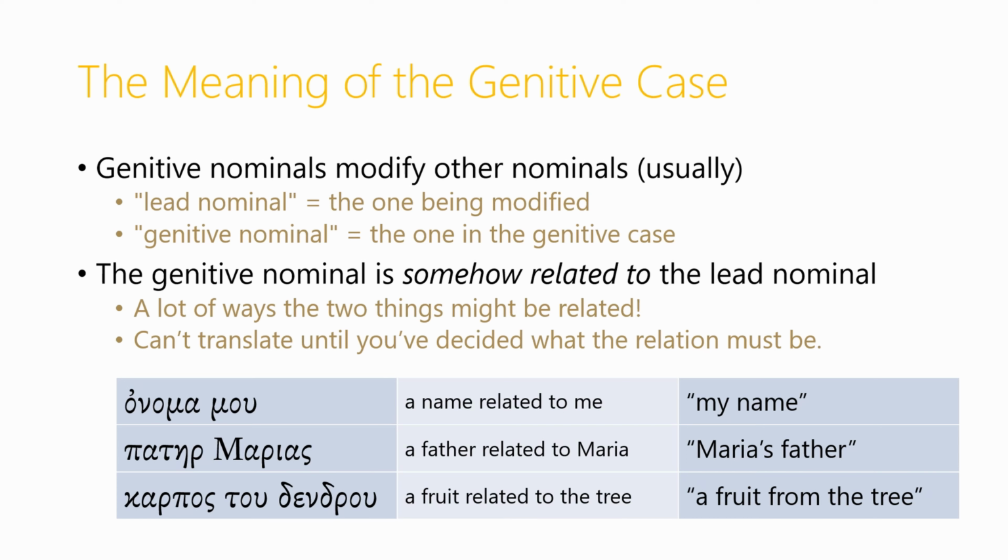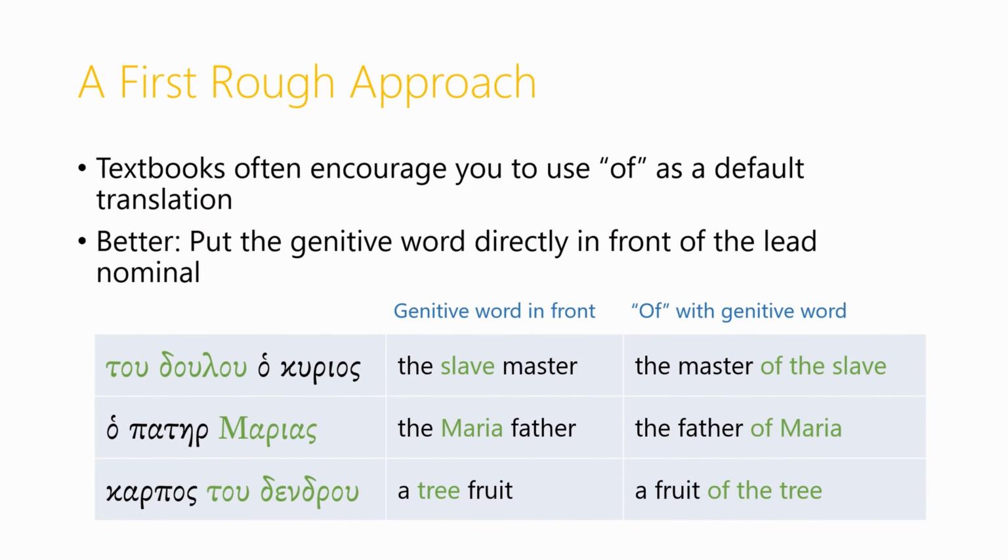So you can see that one approach to the genitive is simply to leave the genitive as one big category, and in each case try and infer from context what the relationship is between the genitive nominal and the lead nominal. Textbooks will often encourage you to use of as a default translation. And so tou doulou ho kyrios would be the master of the slave, and Pater Marias would be the father of Maria, and karpos tou dendrou would be the fruit of the tree.